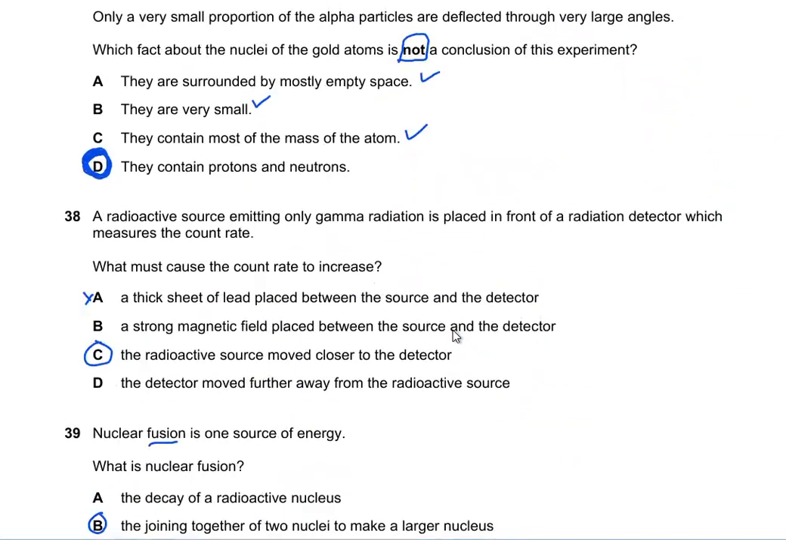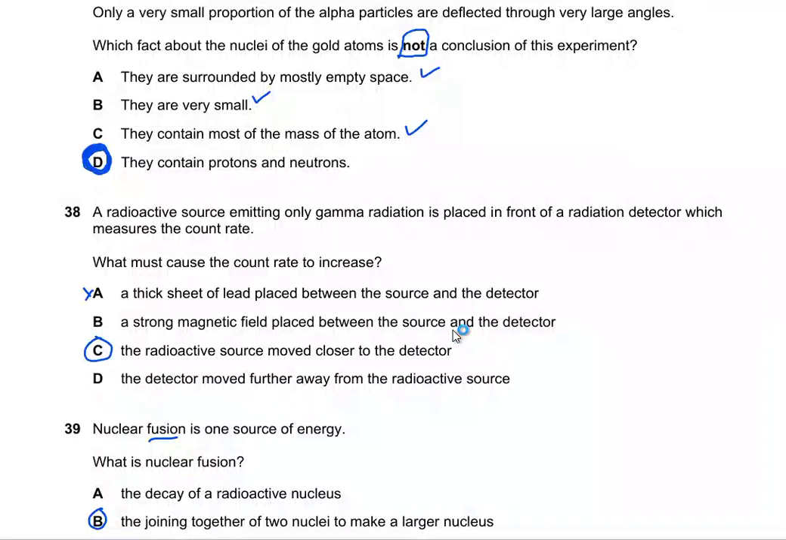Radioactive source. Simple. Thick sheet of lead. What does it do? It prevents the radiation from reaching the detector, so count rate would decrease. Strong magnetic field. Nah. This is a gamma ray, so nothing would happen with a magnetic field. Beta rays would have moved to one side, but not gamma ray. Gamma ray does not have any charge, no polarity.